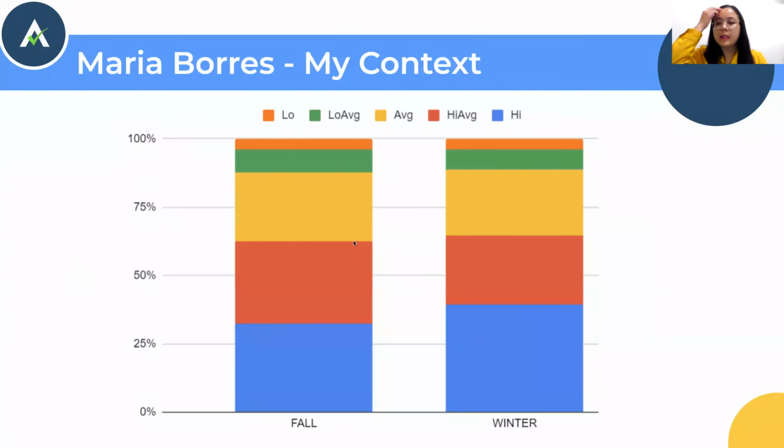And this is the data from NWEA from fall and winter. So if you notice, there is an increase in the advanced students from fall to winter, but the number of students in the low level remained the same. So there's also an increase in the number of students in the low average. Oh, no, a decrease in the low average and an increase in the average. But yeah, we're still working on that few students in the low level.